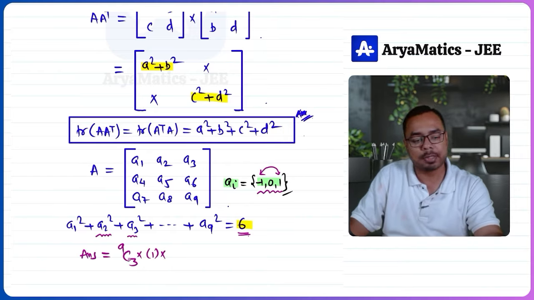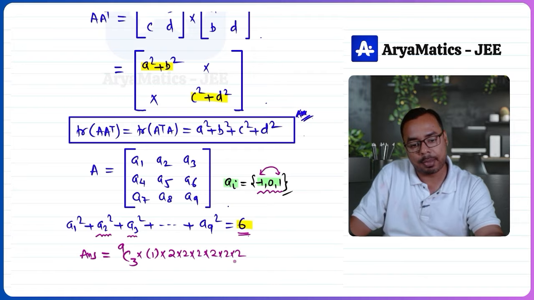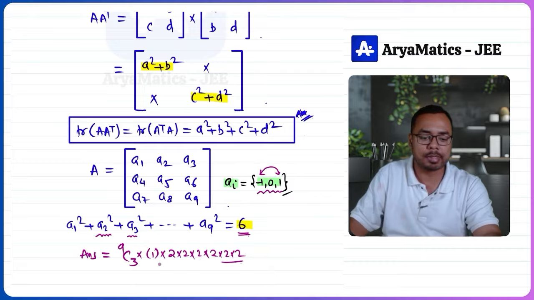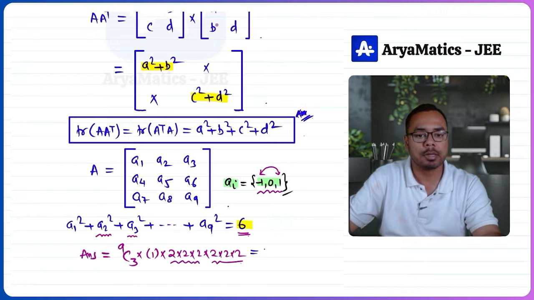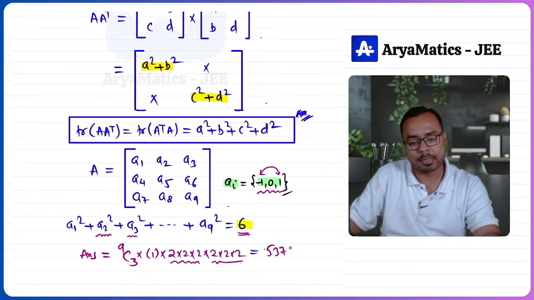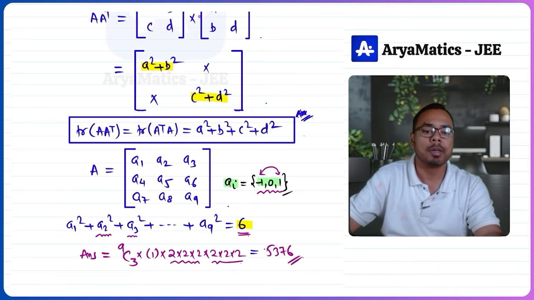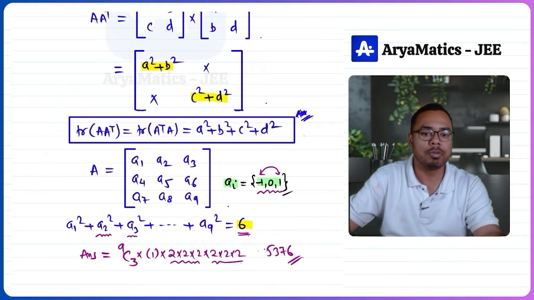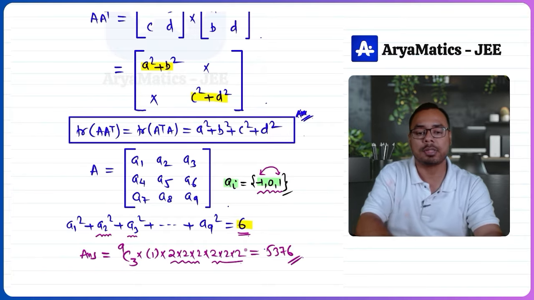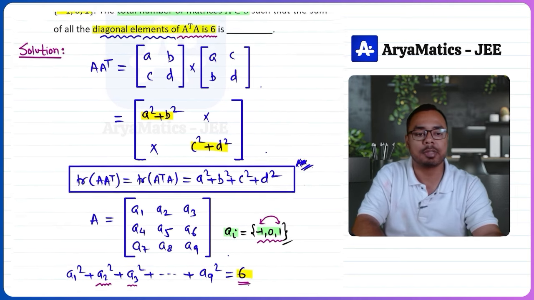So therefore, number of matrices, this will be 9C3 into 1. And then for remaining 6 variables, we have two options each. So for remaining 6 variables, using multiplication rule, 2 into 2 into 2, 6 times. So basically the answer will be 9C3 into 2 raised to 6. And after calculation, you will get this number as 5376. This calculation you can do on your own. So that will be the value of 9C3 into 2 raised to 6. So therefore, that is the correct answer for this problem.